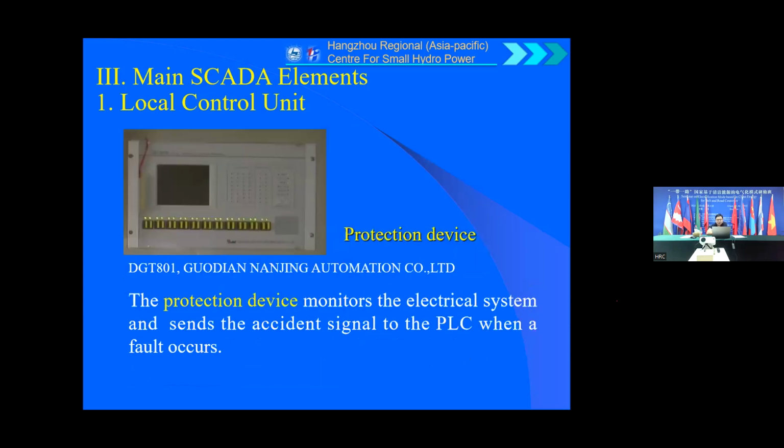And this is the protection device. The protection device monitors the electric system and sends the accident signal to the PLC when a fault occurs. Also very important.